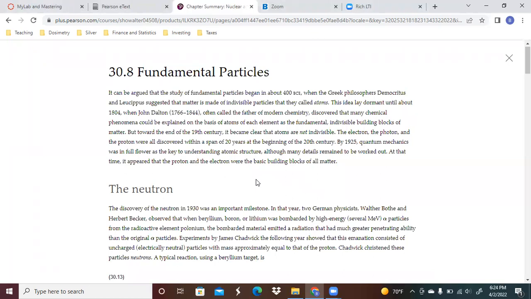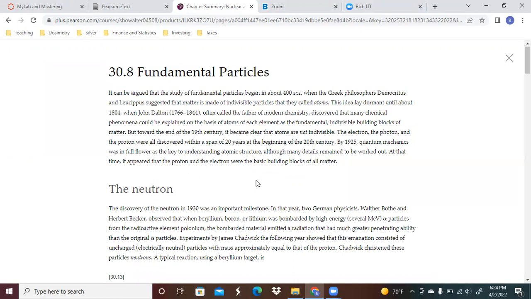So it can be argued that the study of fundamental particles began about 400 BCE, when the Greek philosophers Democritus and Leucippus suggested that matter is made of indivisible particles that they called atoms. In other words, you can divide things down to a certain level.